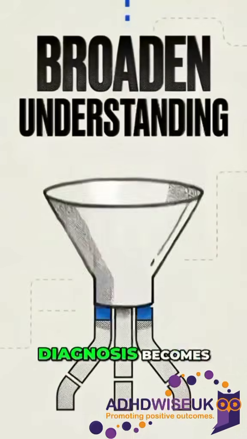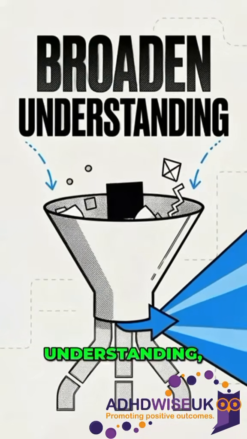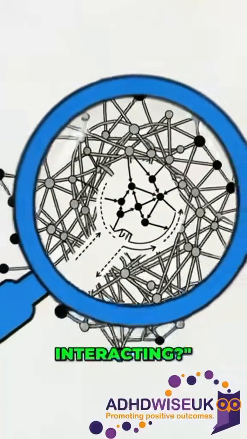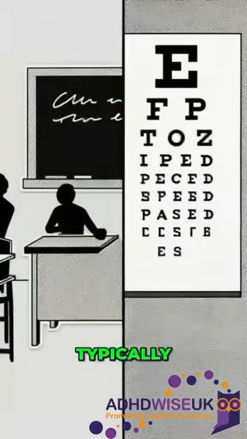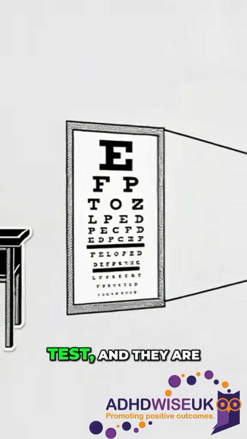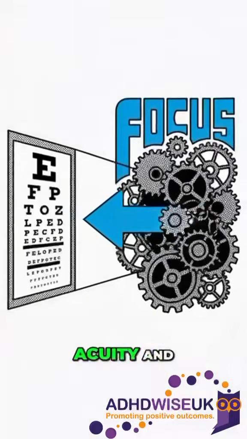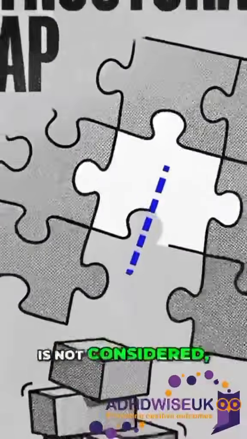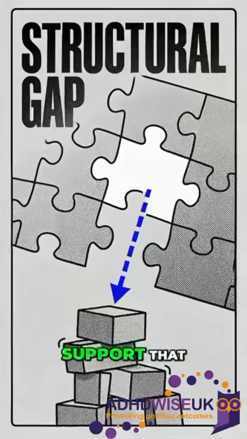This is where differential diagnosis becomes important, as a process of broadening understanding. Asking, what might be contributing here? What might be interacting? These visual differences are not always obvious. They are not typically identified in a classroom. They may not be detected in a standard sight test, and they are often only recognised when assessment looks beyond visual acuity and considers how the visual system is functioning. When this layer is not considered, the overall understanding remains incomplete, and that shapes the support that follows.